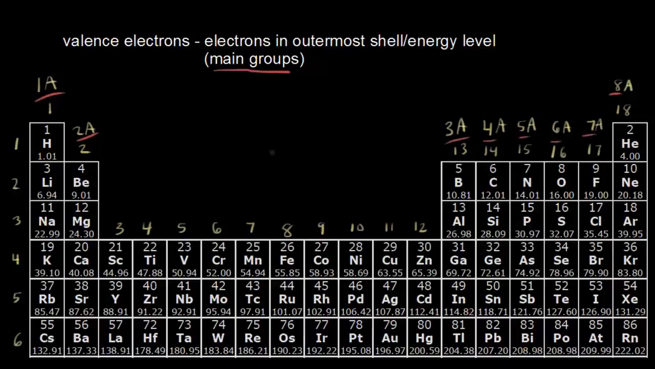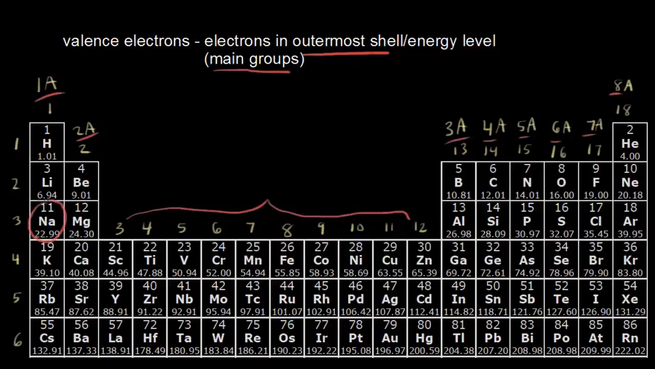We're going to ignore the other way to number the groups, and therefore we're going to ignore groups 3 through 12 for this video. If you're talking about the main groups, the valence electrons are the electrons in the outermost shell or the outermost energy level. Let's see if we can figure out how many valence electrons sodium has.